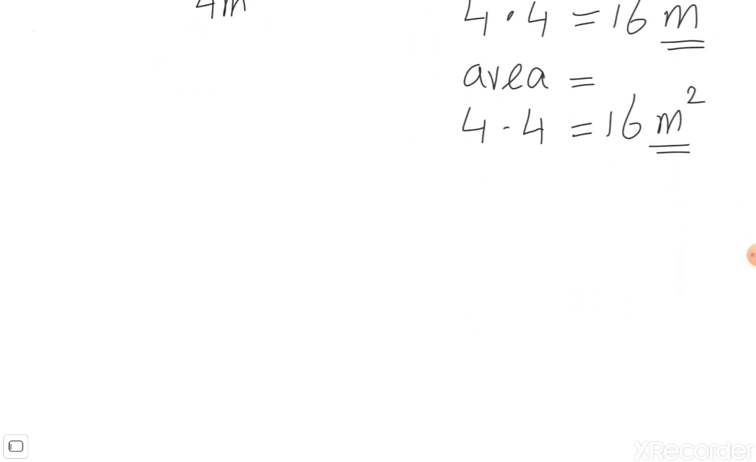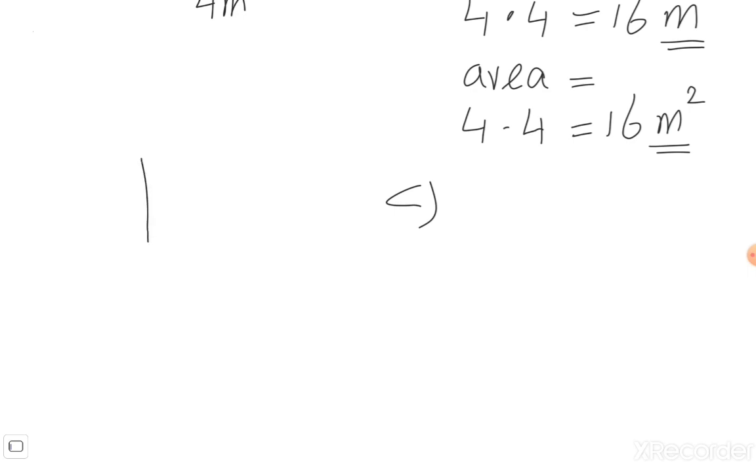And then exercise C. Exercise C is to calculate the square has a perimeter of 48 centimeters. Calculate its area. Alright, so let me just make a sketch of a random square. It needs to be a square, of course.